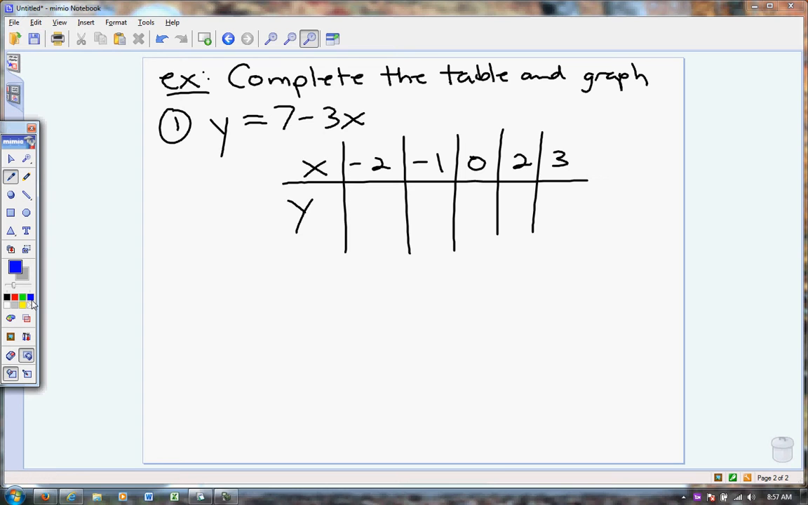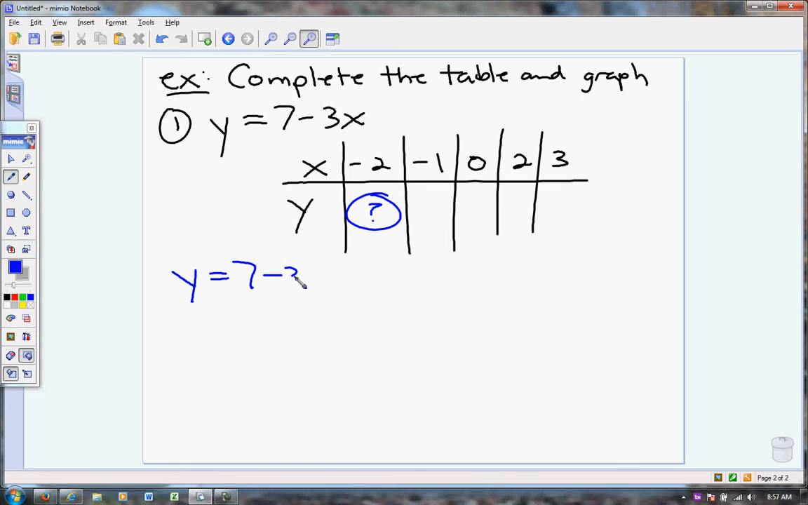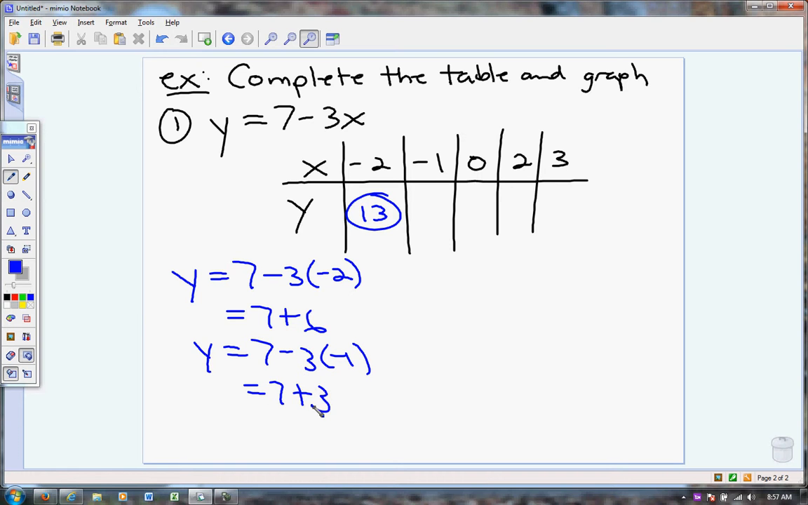So if I wanted to do this on paper analytically, how could I find this thing right here? Just plug it in, right? Y equals 7 minus 3 times negative 2. Be careful with your algebra. That is 7 plus 6, so that missing number right there is 13. Then you do the same thing with the negative 1. You would do y equals 7 minus 3 times negative 1, which is 7 plus 3, so this one would be 10, and so on. And yes, I would like to see your steps on that.